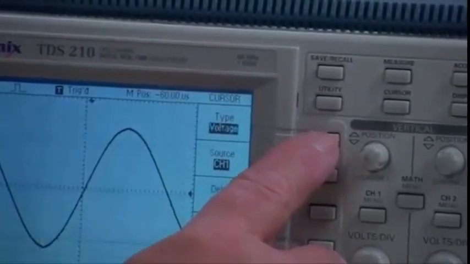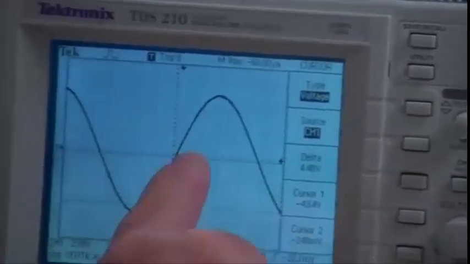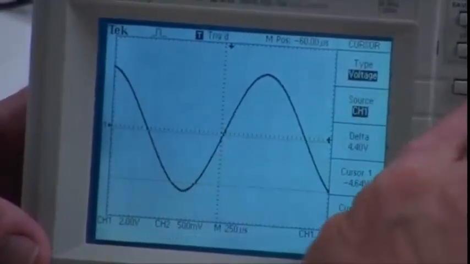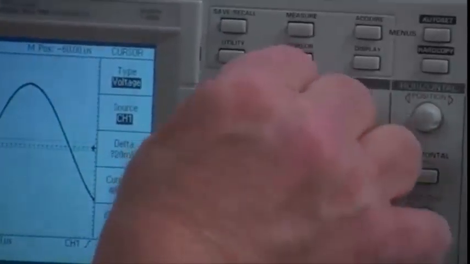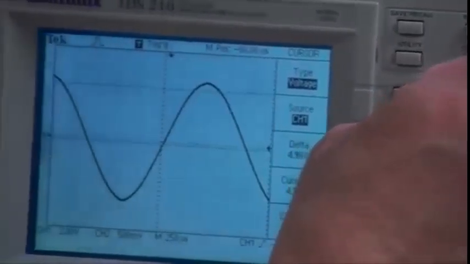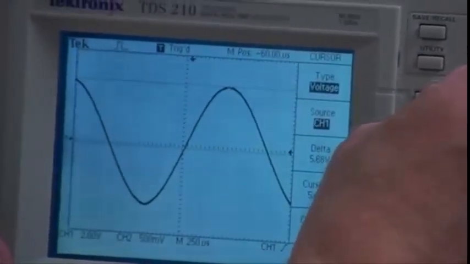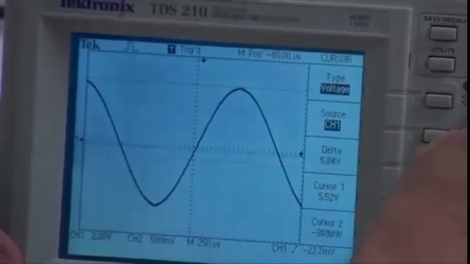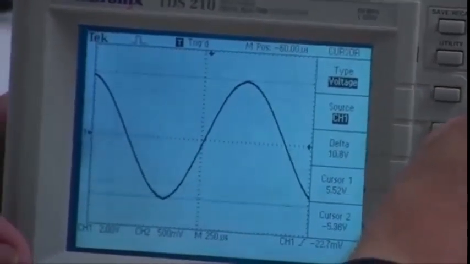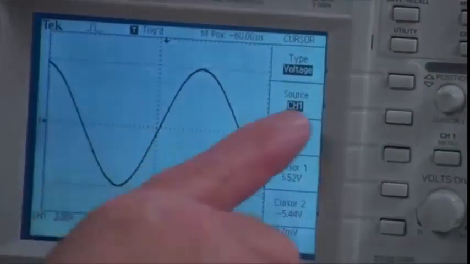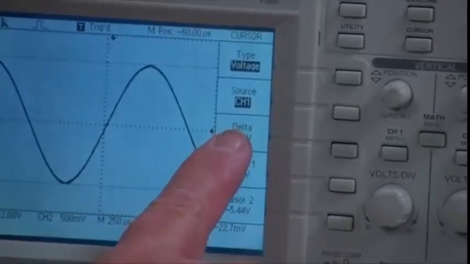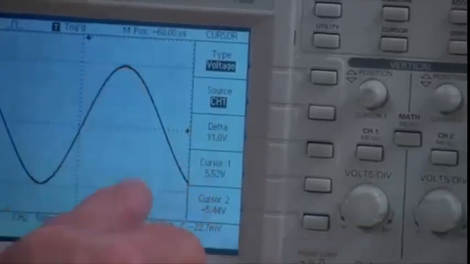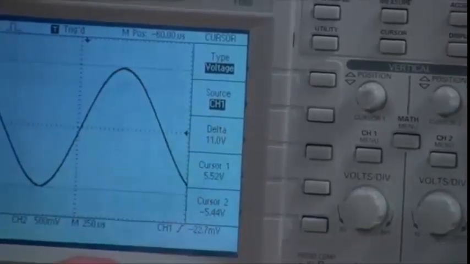For example, if I set it on voltage, I get two horizontal cursors controlled by the position knobs. So if I move this one up, say, to the very top of the wave, and the other one down to the very bottom of the wave, I get what's called the peak-to-peak amplitude. And if you look right here on the screen, there's a window marked delta, and that says the difference between those two cursors is 11 volts.